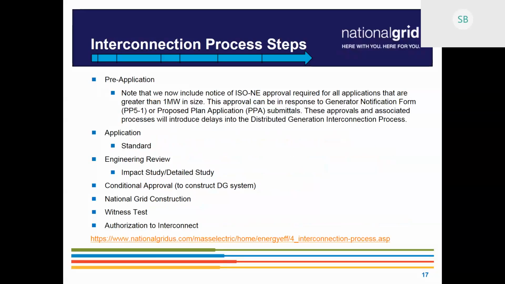We have the engineering review, which consists of screening and study. Then we also have conditional approval, which is where the customer decides whether they would like to move forward with the ISA. Then we have National Grid construction, which includes both the design and the construction portion of the project. We also have witness tests, for which the preparation can be done during the construction phase, but the actual test itself is done after the construction is completed. And then after that, we give 4 weeks for the authorization to interconnect, or ATI, so that's 4 weeks after the construction is completed.